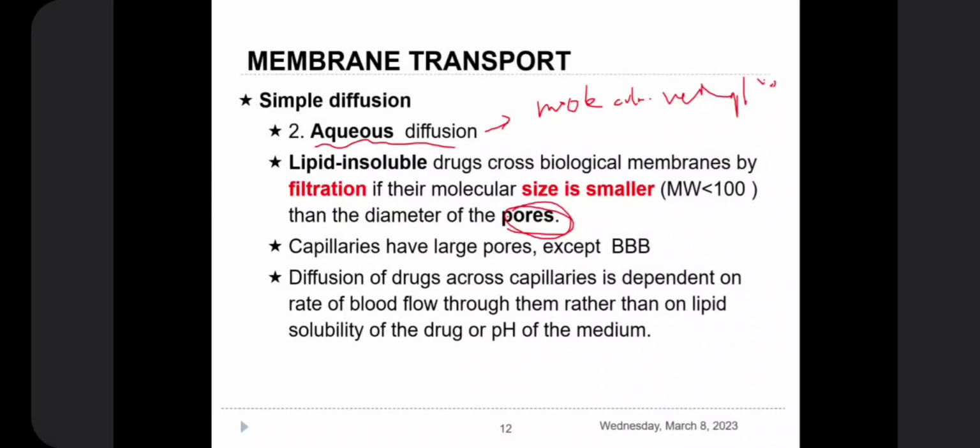So here you can understand different drugs have different abilities to cross the membrane. For lipid diffusion, we hope the drug is more lipid soluble, and maybe most of the drug is in unionized form. That will make it easier to cross the membrane. And for aqueous diffusion, we hope the drug is smaller. That will make it easier to cross the membrane. Okay, and this is about simple diffusion.